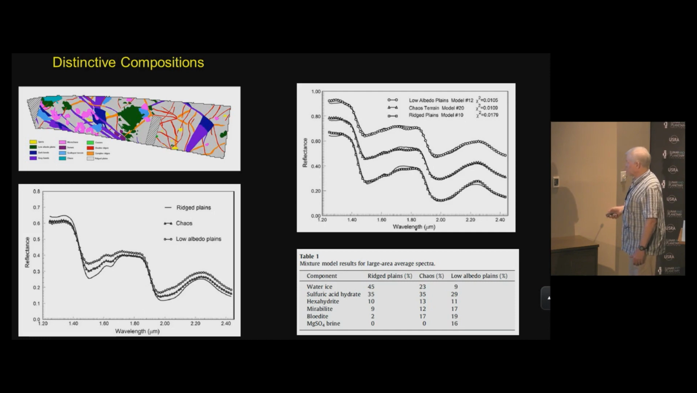Anyway, what it amounts to is that the ridge plains are dominated by water ice and sulfuric acid hydrate. This accounts for 80%. 10% hexahydrite, which is not that different from epsomite, 6 waters instead of 7. You get increasing abundance of the mirabolite and the bloodite components. These are salts from the library as you go to the progressively more distorted water bands here.